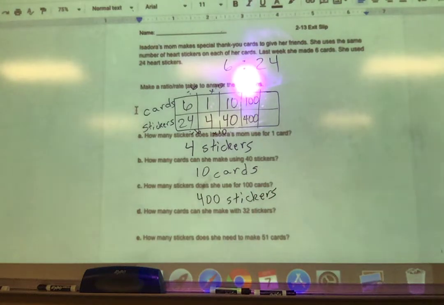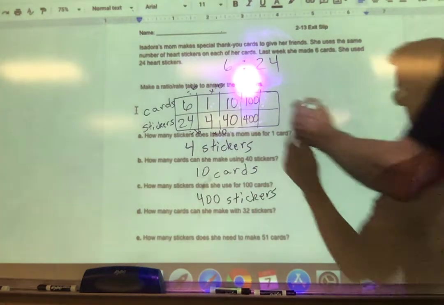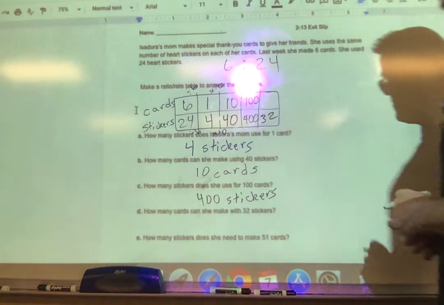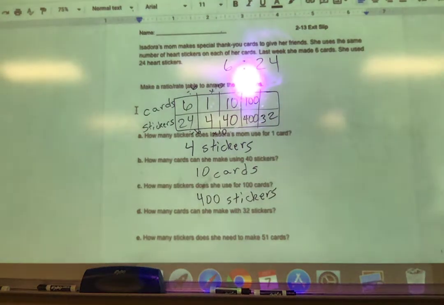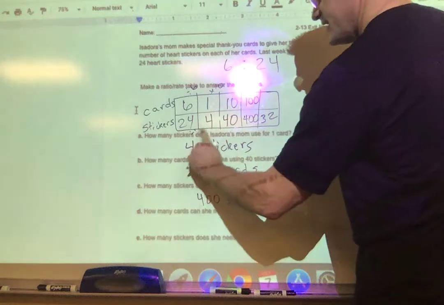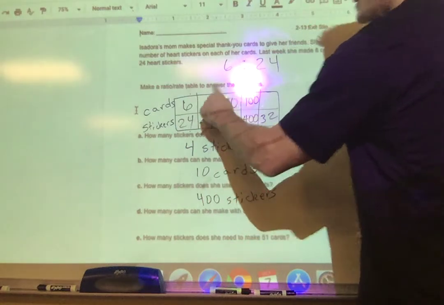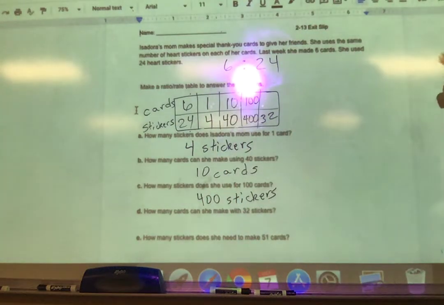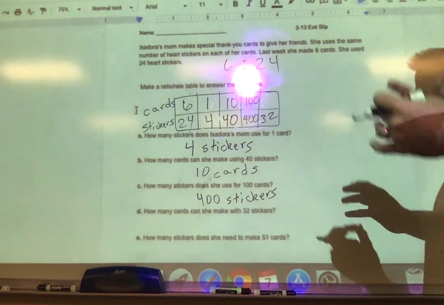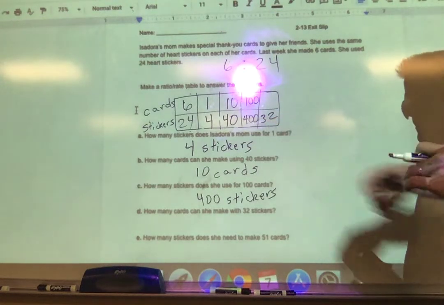So on D, how many cards can she make with 32 stickers? So now we've only got 32 stickers, not a big deal. Again, I can look at this in a lot of different ways. I'm going to look at it a little different way here. I can compare all kinds of things. I don't just have to look at the column right next to it.